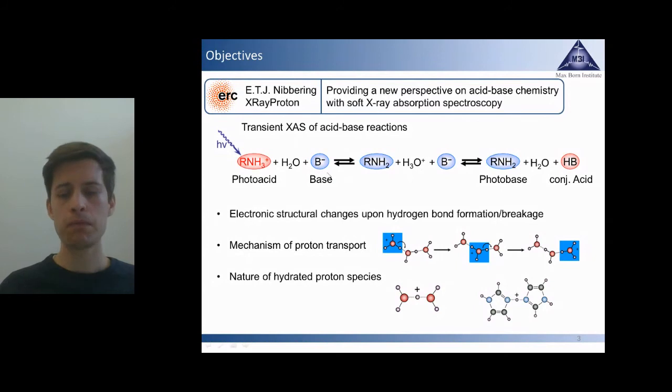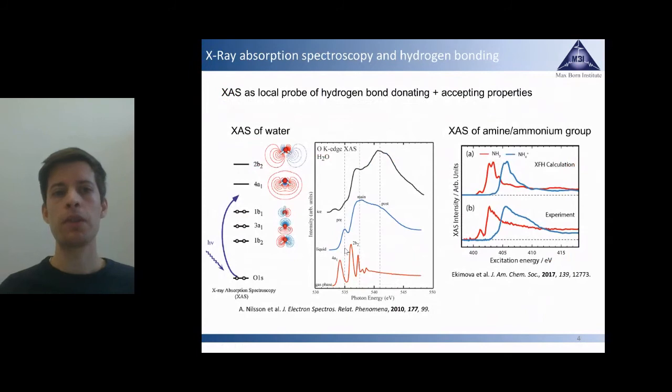By this mechanism, you could detect, using soft X-ray absorption spectroscopy, electronic structural changes that follow the hydrogen bond formation or breakage. Key questions that have been discussed for decades are the mechanism of proton transport, where I guess these proton hopping mechanisms are well known, and directly related to that, the nature of hydrated proton species. Soft X-ray absorption spectroscopy is a very good method for studying local hydrogen bonding geometry and hydrogen bond strength. This can be readily seen by looking at the steady-state X-ray absorption spectra of water, where one can clearly distinguish the different states of matter with the characteristic pre-, main and post-edge contributions, which tell a lot about the local hydrogen bonding environment.